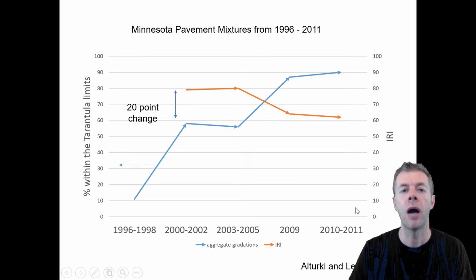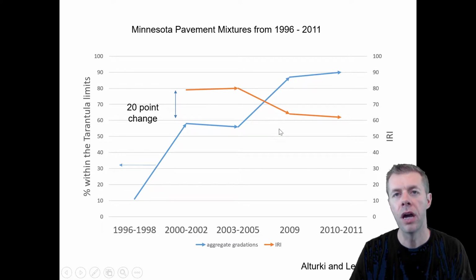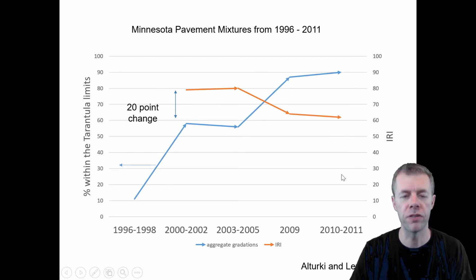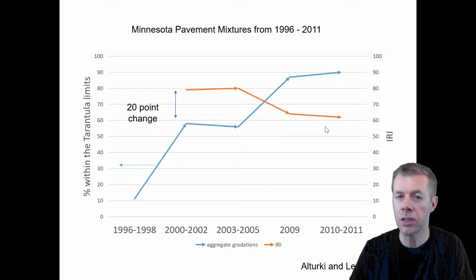Here's some other data. I'm showing the years on the x-axis, and in blue the percentage of their mixtures that were inside the tarantula curve. And in red, I'm showing the IRI. This is the surface roughness of their concrete. And you can see that as they improved and got more and more concrete mixtures inside the tarantula curve, more and more of their mixtures had smoother surfaces. Now, there may be some other explanation to this, but this is at least a coincidence that as more and more of their mixtures went inside the tarantula curve, more and more of the mixtures became smoother.